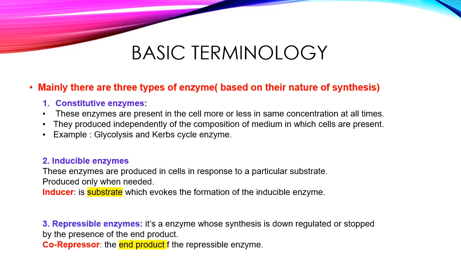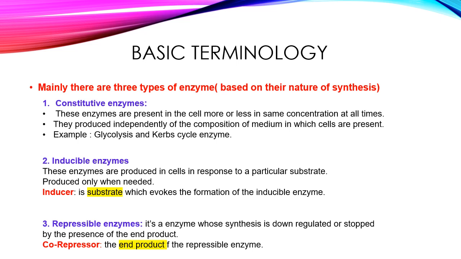Now the third enzyme is the repressible enzyme. Now the word repressible is important over here. A repressible enzyme is an enzyme whose synthesis is down-regulated. What do you mean by down-regulated? It means it is stopped. The synthesis of this enzyme is stopped by the presence of its own end product. A repressible enzyme is one whose synthesis can be stopped by the presence of its own end product.